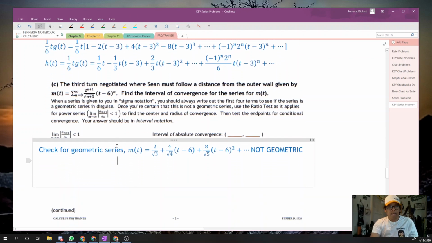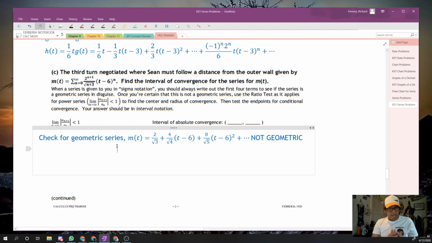Letter C, we have this new series MT, and I notice that MT is written in sigma notation. And whenever I see something in sigma notation, it tells me that whoever wrote this question is probably hiding something. I don't know what they're hiding, but it's a good way to hide things. Like maybe this is a geometric series.